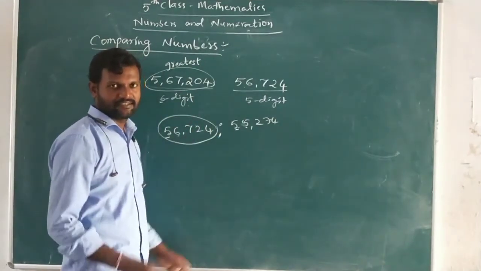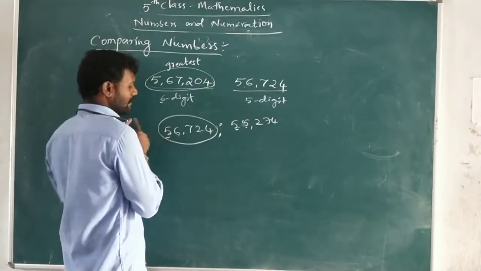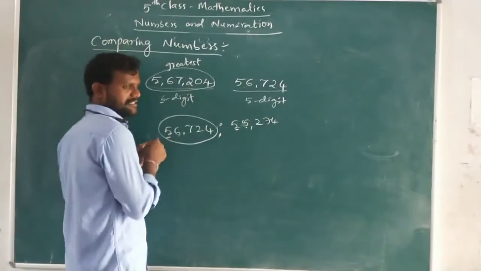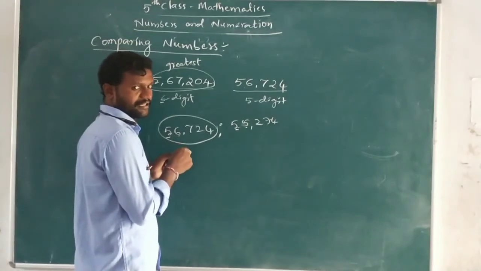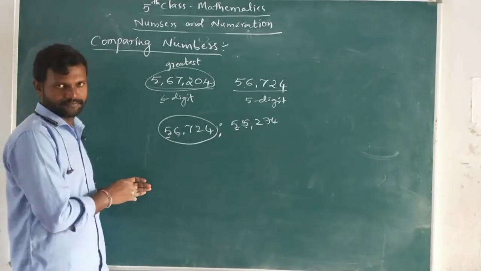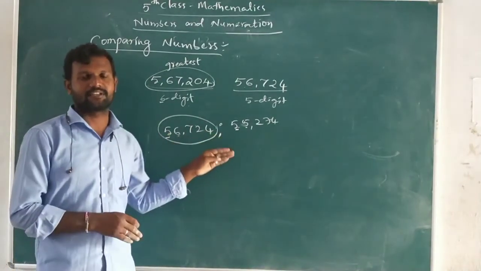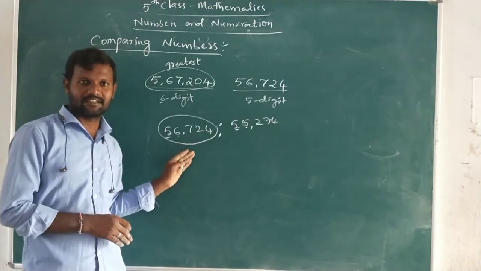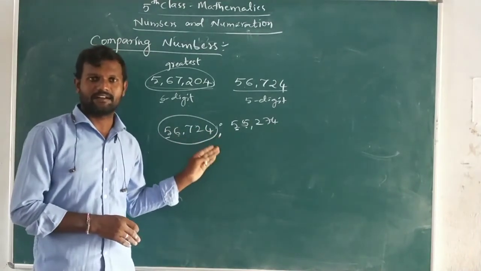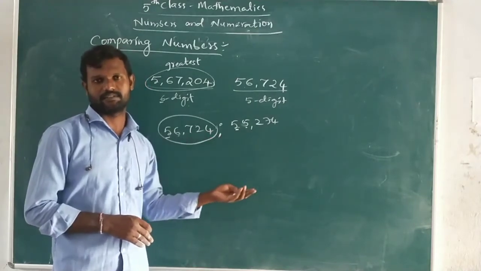If there is the same number of digits, then identify first the lakhs, next the 10,000s, next thousands, next hundreds. Like this you have to identify. If the lakhs digit is same, then observe the 10,000s digit. If the 10,000s digit is also same, then go to thousands. Thousands also same, then go to hundreds. Hundreds also same, then go to tens and then ones.